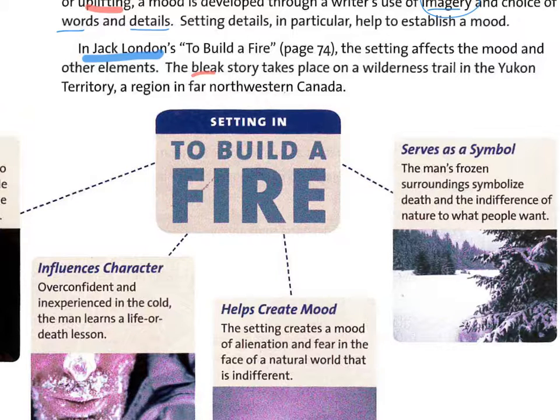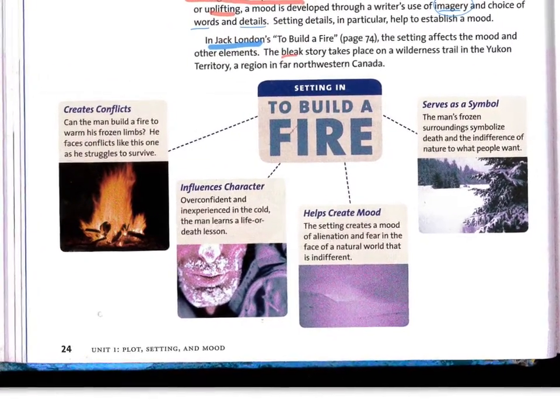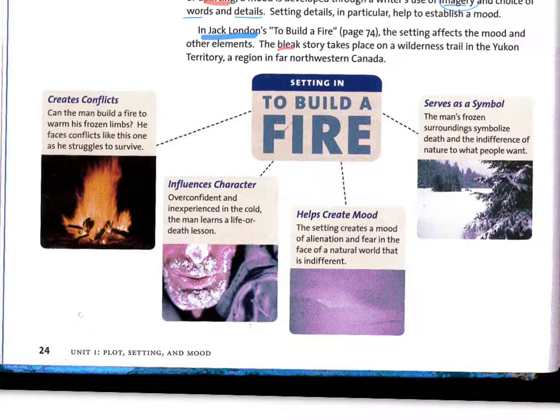So bleak. Does that sound like a happy word to you? No. So we're talking about cold. There's no warmth. Bleak is also a word to show sadness. No hope. Hopelessness. Bleak. So the setting in To Build a Fire, okay, so the setting creates conflict. Creates the problem in the story. It's like man versus nature. Is he going to freeze to death?